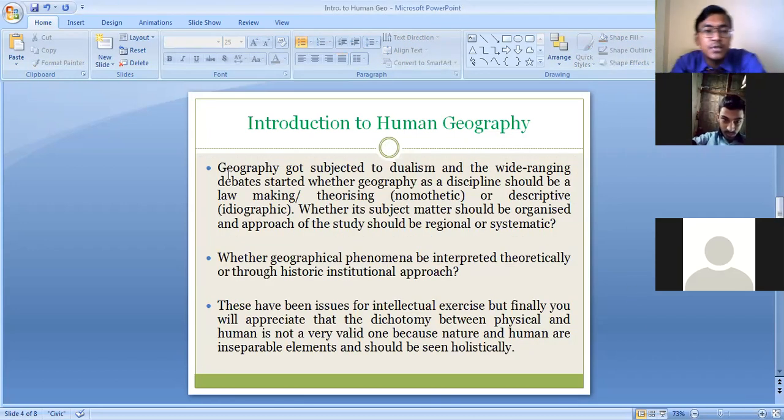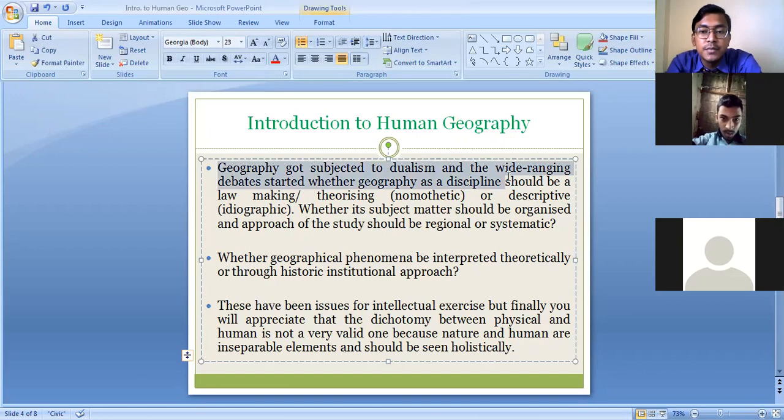Geography is a subject which got subjected to dualism, and a wide-ranging debate started whether geography as a discipline should be a law-making, theorizing subject or a descriptive subject. Among the geographers, when the subject of geography came into existence, people started studying the phenomena on the earth geographically. At that time, the subject of geography got subjected to dualism, or you can say it started playing a dual role.